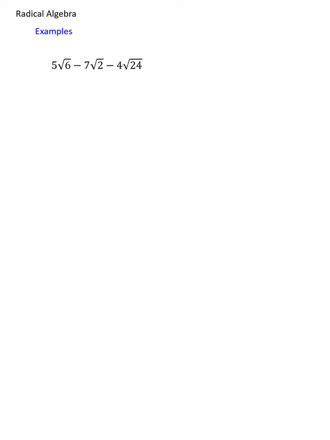So I'm going to focus on that here. There doesn't seem to be any like terms in this expression. After all, the radicands are all different. We can only combine like terms if the radicands are the same, using the distributive property by factoring that radical out. But what you may not have noticed right off the bat is that 4 radical 24 is simplifiable.